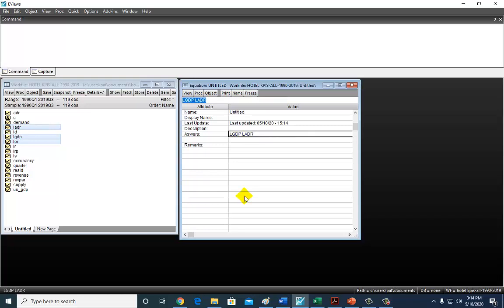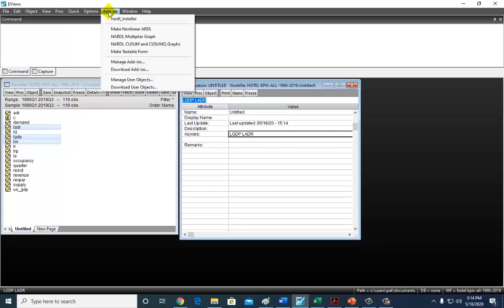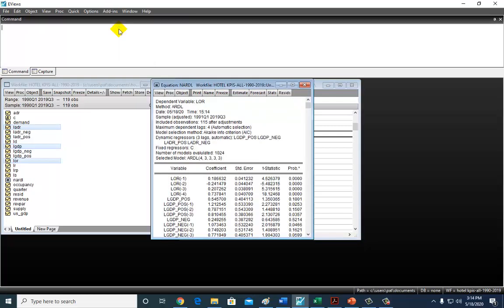and hit enter right there. All right, I thank my good friend Mohammed Mio of Mio School of Research in Lahore, Pakistan, for helping me out with this. All right, so now we go to add-ins and click make nonlinear ARDL, and voila, look at that. All right, so we got the situation going on.